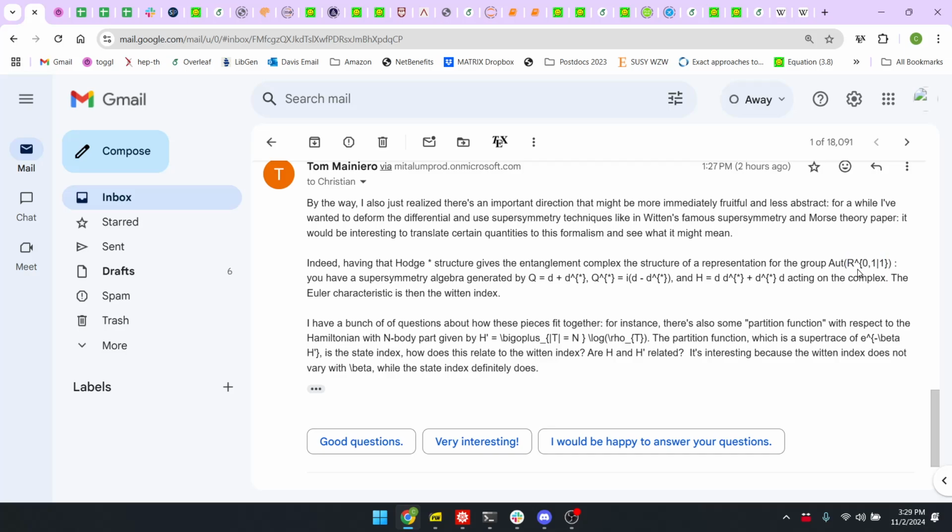R01-1. So this is a superspace that has one spatial bosonic coordinate and one fermionic coordinate. So it's a superspace. And then you have a SUSY algebra generated by Q is d star, and Q star is I times d minus d star, and then a Laplacian. So this is what you do in supersymmetric quantum mechanics to get the Euler characteristic of a manifold that a particle is moving on, a supersymmetric particle. That Euler characteristic is just the Witten index of the supersymmetric quantum mechanics describing the motion of that particle.